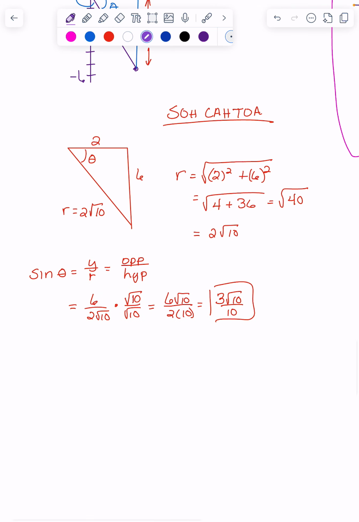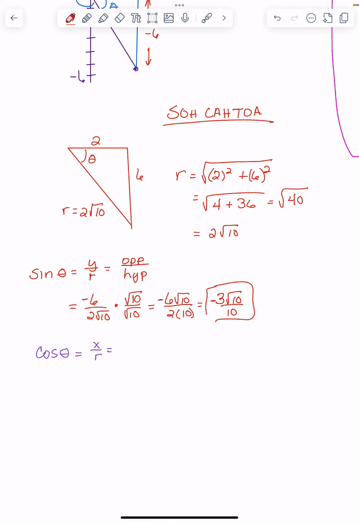If I look at cosine, I'm going to change colors because I hate red. Cosine theta is equal to my x value over r. Keep the positive or negative. Oh, this should have been negative. Let's go back. So this was a negative 6. This is a negative, and this is a negative. So pop the negatives on there, okay? There. It's a negative 3 square root of 10 over 10. You can't have that without a negative.